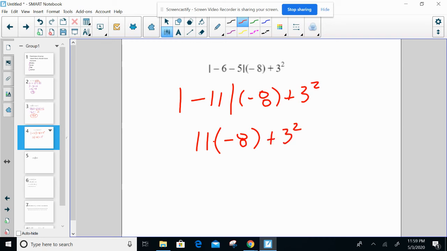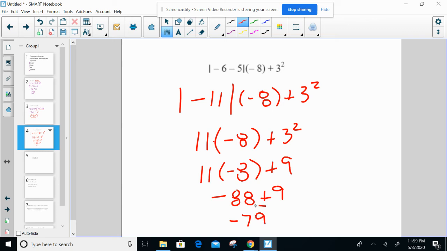All right, so we took care of our grouping. Now let's take care of our exponent. 11 times -8 will stay, but 3 squared is 9. Then take care of multiplication or division. We have no division. 11 times -8 is -88. Plus 9. And now we do addition or subtraction. It's addition, and you would get -79. All right, keep in mind it's negative. It's a big negative, and then you're taking away from it, so it would get less negative.